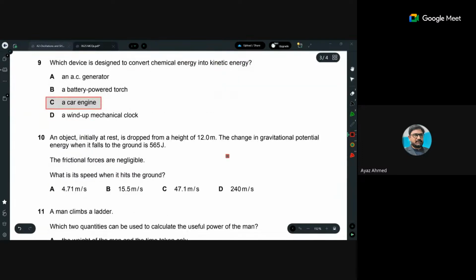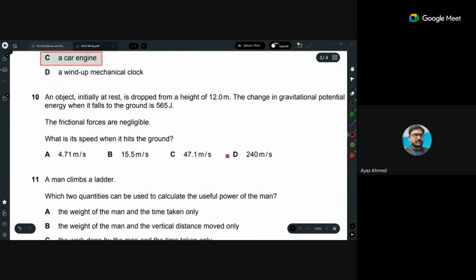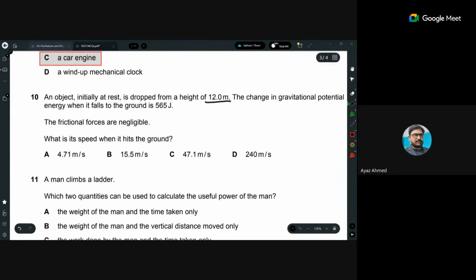Then question number 10, that is सर ये a 10 ball. कब हुआ? मैंने 10 नहीं किया. Okay. A ball is dropped from a height of 12 meter, it changes the gravitational potential energy. It falls to the ground, 565 joule. The friction force is neglected. What is the speed of the ball when it hits the ground?